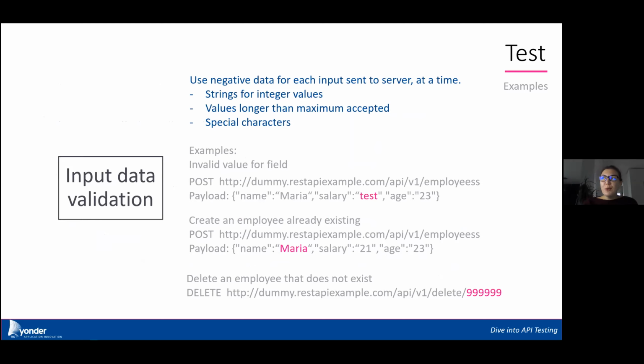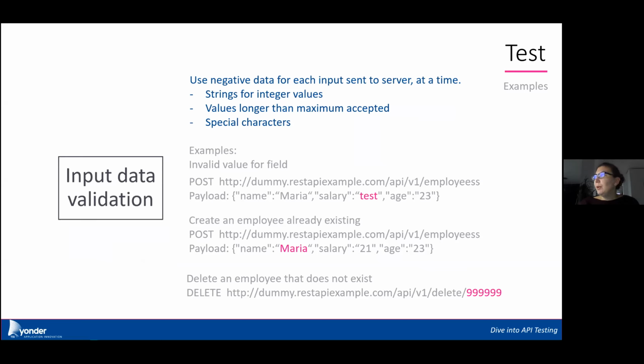One of the most used and most liked parts will be the input data validation, where we take each of the inputs and we try to break the API with different values which we send to the server. Even if we send strings instead of integer values, even if we add values longer than the maximum accepted, or if we add special characters, the idea is to take each of the variables that we have and to test them.